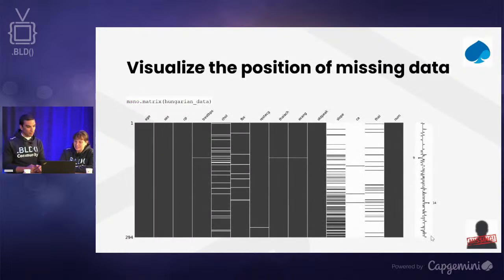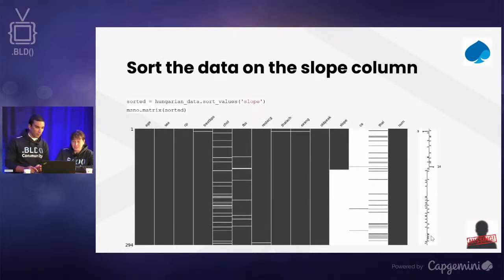Then we want to look at the positions of the missing data. Once again, using msno.matrix this time, giving it your data set. Remember, a white bar means it's a missing value and black means it's filled. Now we want to see if there may be a correlation between these missing values. Next, we need to sort it. So you sort your data and once again give it to the msno.matrix function. We sort it on the slope value.